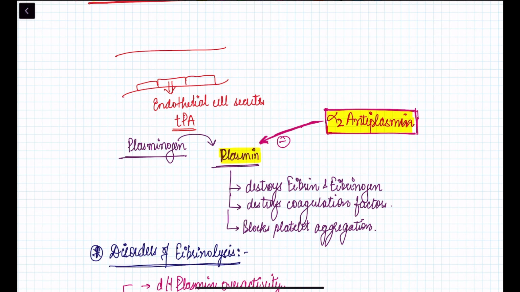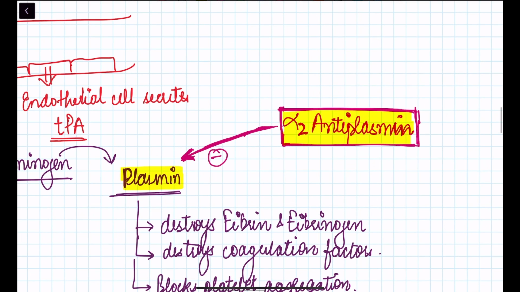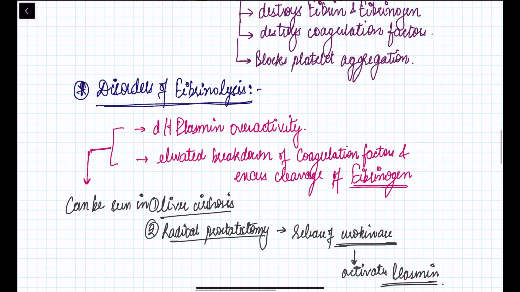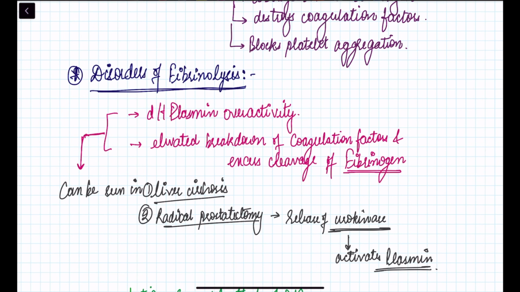One more thing important to remember is alpha-2 antiplasmin, which, as the name suggests, will inhibit the plasmin, the active form that is ultimately doing the lysis. So we have a few disorders of fibrinolysis, and these are due to plasmin overactivity. Plasmin becomes overactive and increased lysis occurs, and there are elevated breakdown products of coagulation factors and excess cleavage of fibrinogen. And here, as you can correlate with the previous text, there is no elevation of D-dimers because it is excess cleavage of fibrinogen, not fibrin.